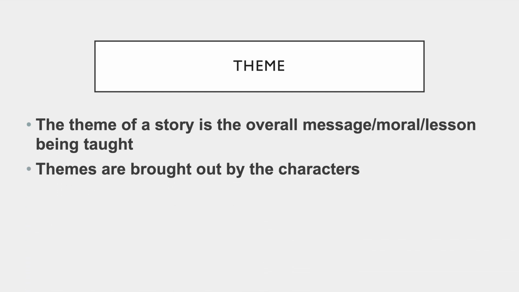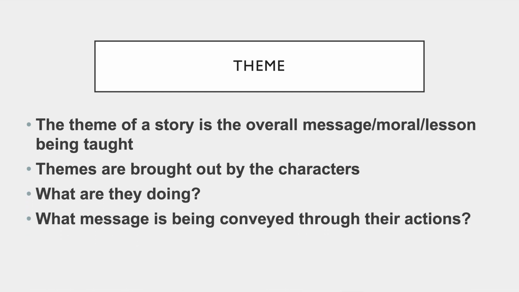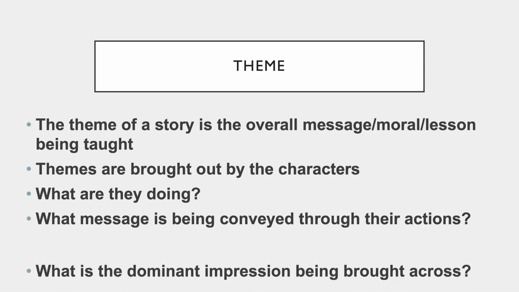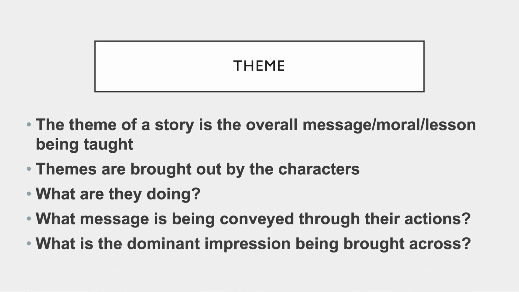Now, the characters are the persons who play a very key role in bringing out the theme in the story, because they're the ones doing the actions, they're the ones interacting with each other, and the things that they do, the things that they say, the way they behave with each other, the message that you want to get comes out through them. So what are they doing? What message is being conveyed through their actions? What is the dominant impression when you're dealing with a particular character?